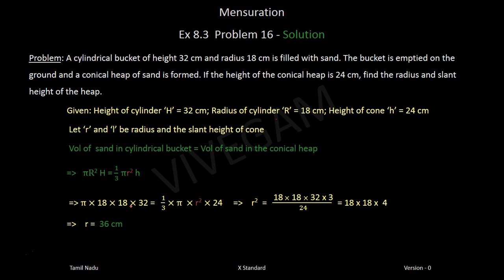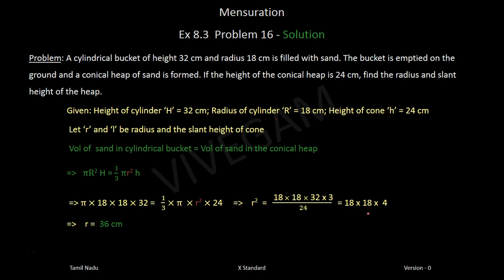On simplification, r square will be, pi and pi will get cancelled, will be 18 into 18 into 32. This 3 will go up and 24 will come down. If you see 18 into 18, we can retain. 8 will go 3 times here and that 3 will get cancelled, and 8 is going 4 times here. So it becomes 18 into 18 into 4.